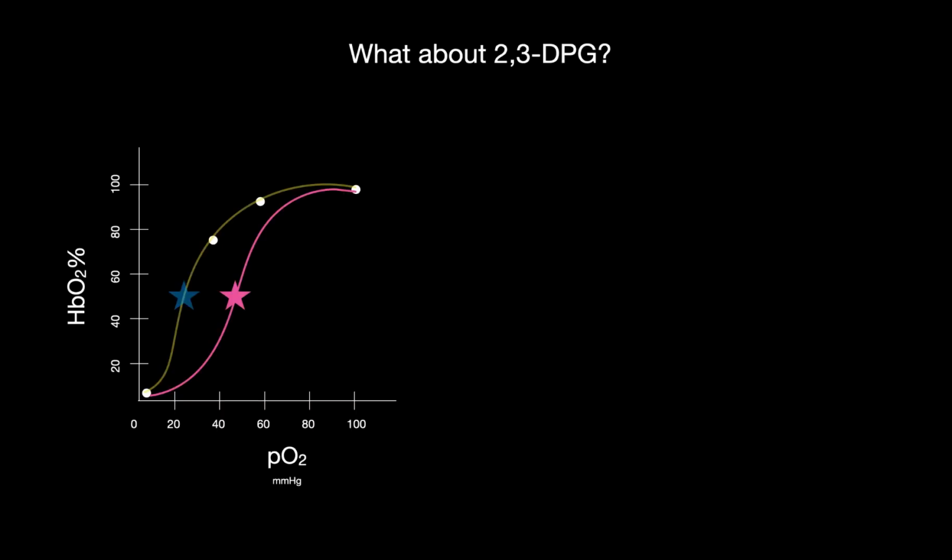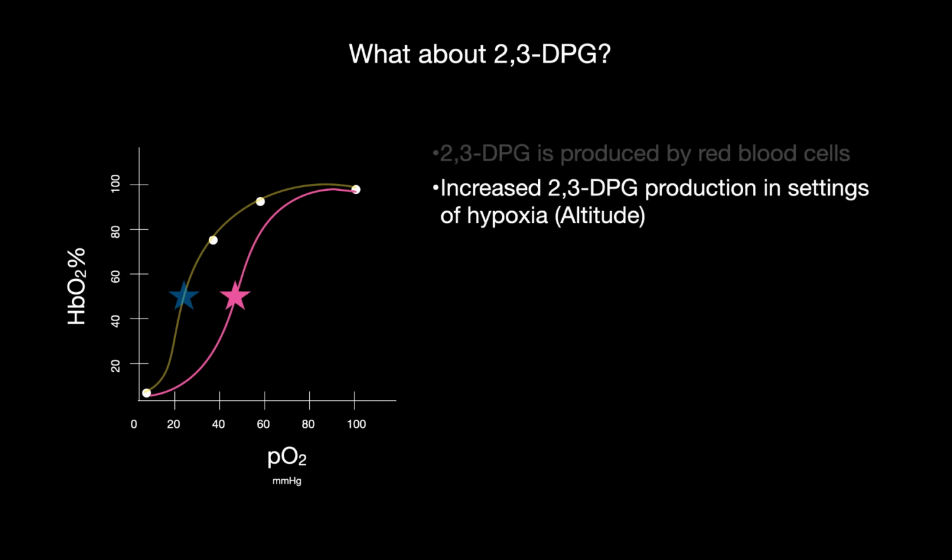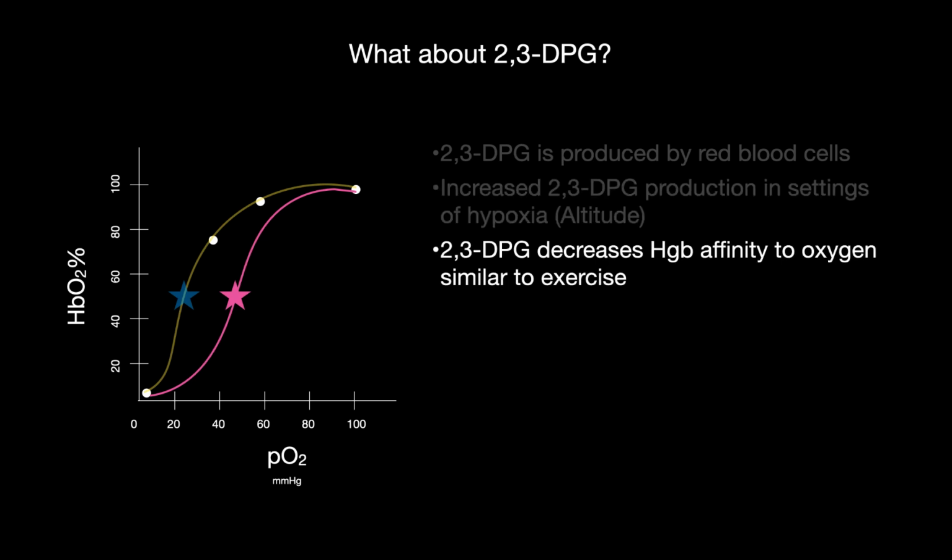So what about 2,3-DPG? It's this weird thing. It's produced by the red blood cells. It increases production in settings of hypoxia, specifically altitude, but it takes a while to kick into gear. It doesn't happen right away. It takes about 7 days or so. In a lot of ways, 2,3-DPG decreases hemoglobin affinity to oxygen, similar to exercise. And you could imagine, if you're living at altitudes like we are, you're going to have overall a lower partial pressure of oxygen, and you're going to need to have it slightly less bound to hemoglobin so you can have more to consume. But again, it takes about a week to really kick into gear.